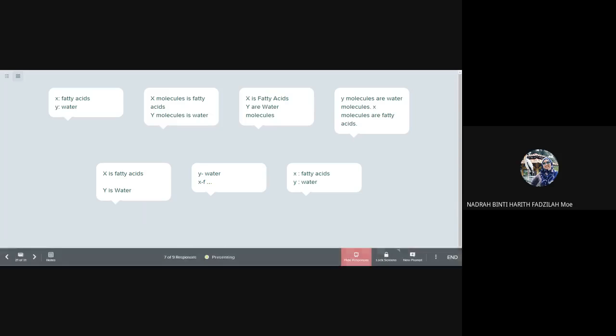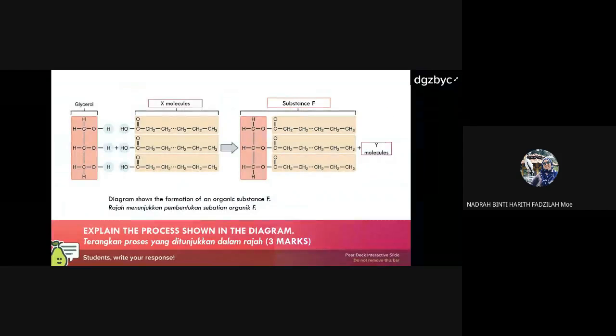Saya screenshot satu jawapan daripada Naim. Thank you Naim. Alright, let's take a look at the next one. Can you explain the process shown in the diagram? Boleh tak kamu explain atau terangkan proses yang berlaku kat situ? Macam mana?